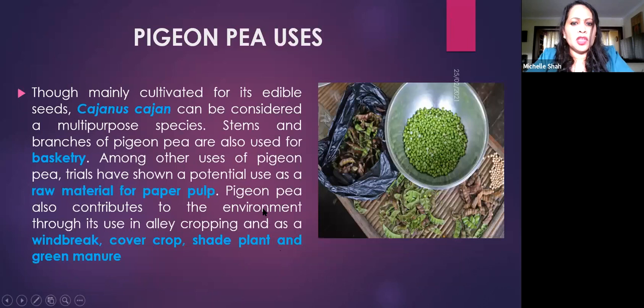The uses of the pigeon peas: though it's mainly cultivated for the edible seeds, they are considered a multi-purpose species since the stems and branches can be used for basketry. Another use would be as a raw material for paper pulp. That's more in other countries, they will do that. And as a windbreak, cover crop, shade plant, and as green manure.